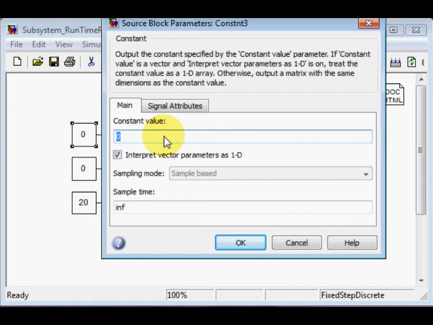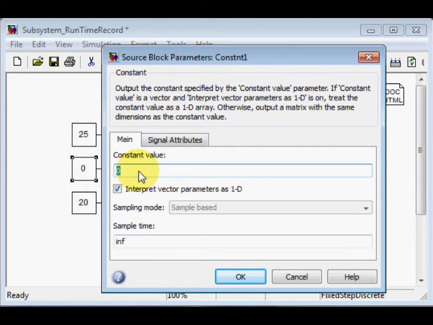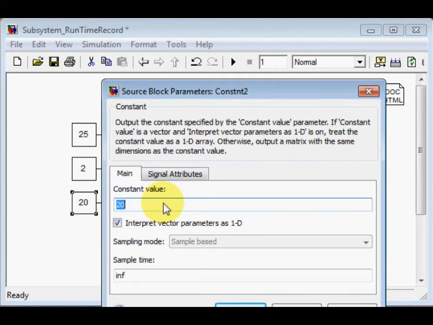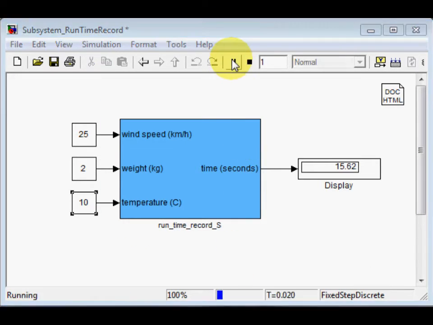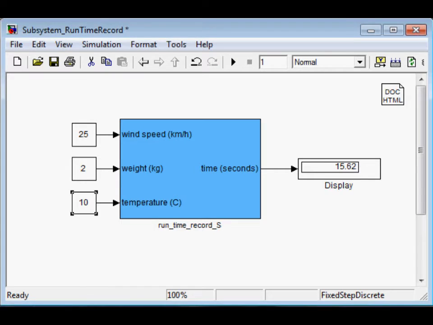Let's generate a wind, say 25 kilometers per hour, weight 2 kilograms, and make the temperature less comfortable and see what happens now. More than 15. The third parameter, temperature, is not captured by the linear regression estimation model, and it represents all the unknown factors that add to uncertainty and estimation error.